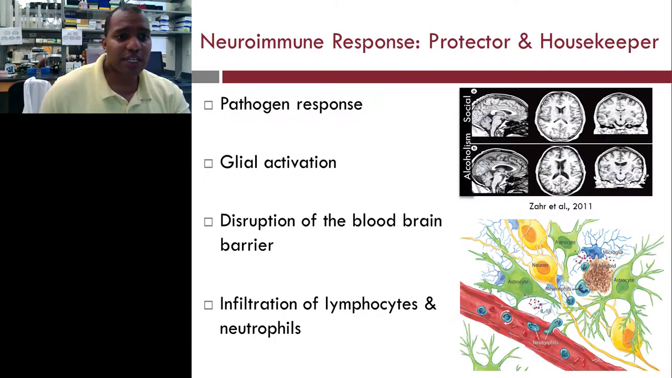And so the reason for that is because when people, again, think about the neuroimmune response, they think about it in terms of being either a protective mechanism, kind of fighting against pathogens or damage to the system, or a housekeeper, so kind of getting rid of cellular debris from the damage. And so the neuroimmune response consists of glial activation, so microglia and astrocytes.